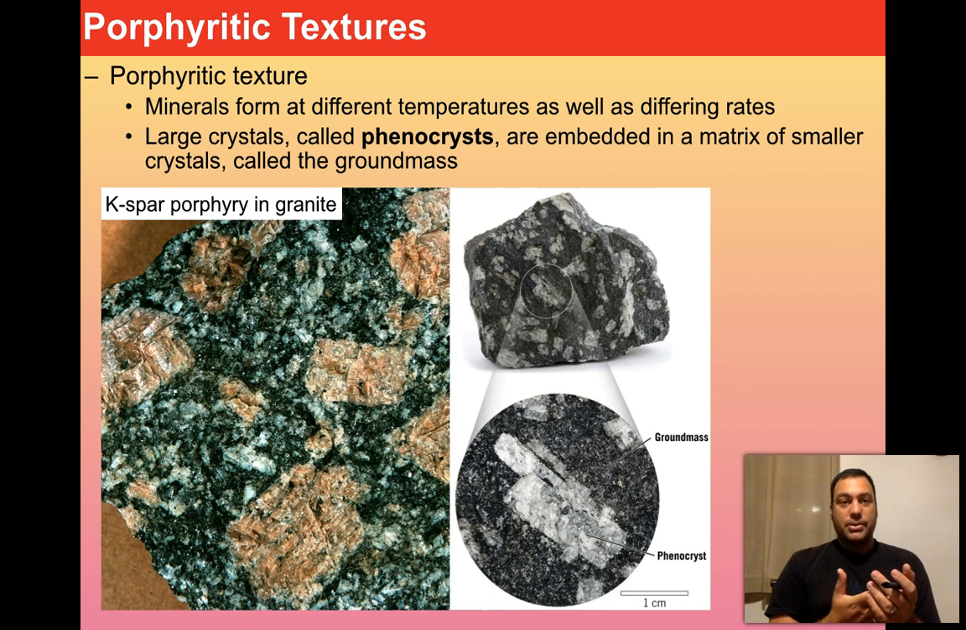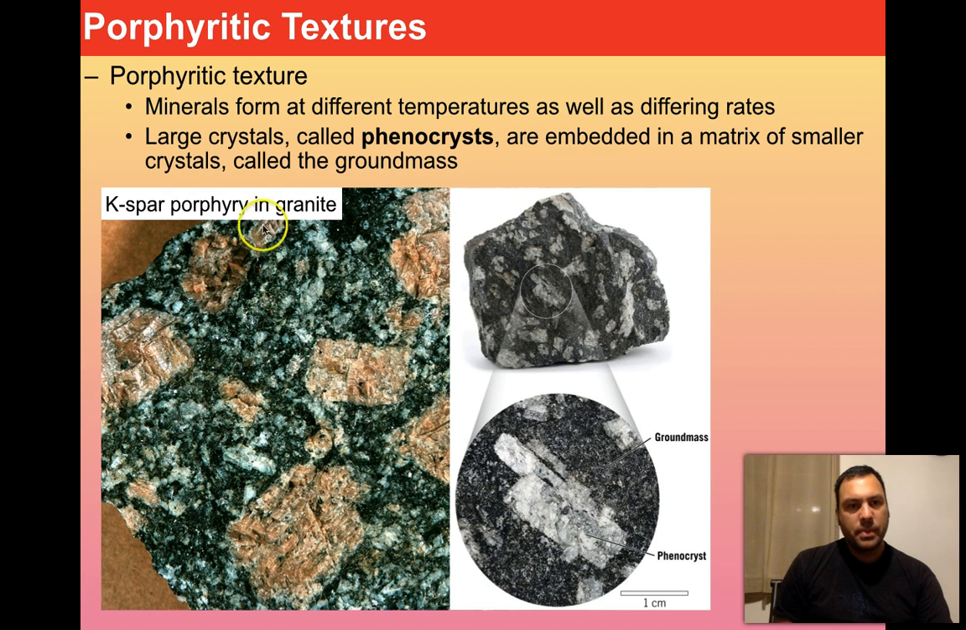Another really cool texture that comes up from igneous rocks are porphyritic textures. Porphyritic textures form from minerals that form at different temperatures as well as differing rates. Large crystals called phenocrysts are embedded in a matrix of smaller crystals called the ground mass. So in this image here, we can see that there are large crystals of, in this case, potassium feldspar, K-spar. And then we have albite, and I don't believe there's a whole lot of quartz in here.